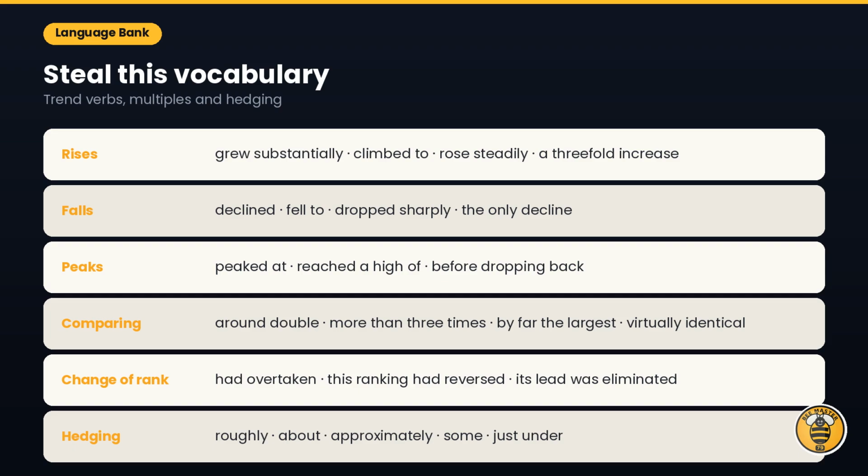Take this language with you. For rises, grew substantially, climbed to, rose steadily, a threefold increase. For falls, declined, fell to, dropped sharply. For peaks, peaked at, reached a high of, before dropping back. For comparing, around double, more than 3 times, by far the largest, virtually identical. For a change of rank, had overtaken, this ranking had reversed, its lead was eliminated. And for hedging, roughly, about, approximately, some, just under.